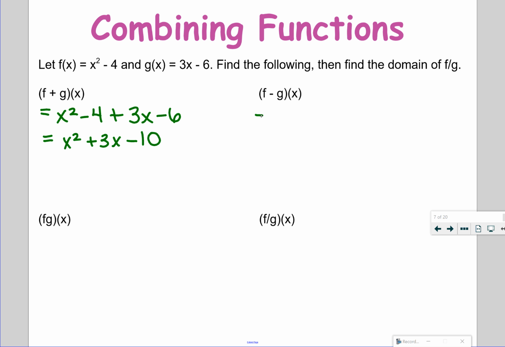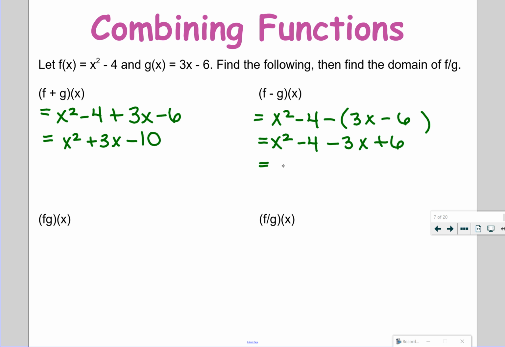F minus g, function f minus, and make sure you put parentheses around what you're subtracting, function g. We're going to distribute our negative, negative 3x plus 6, and then combine like terms: x squared minus 3x plus 2.